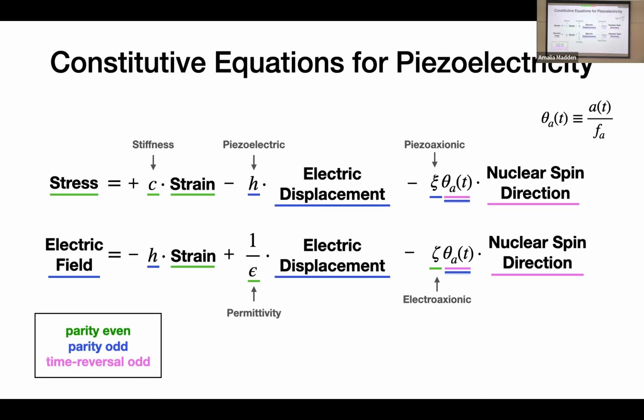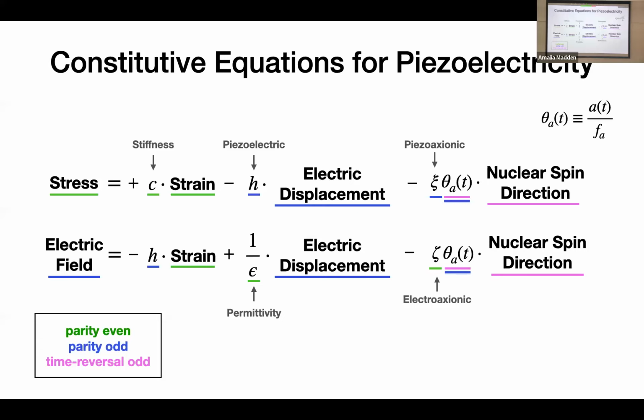And as you can see, this piezoaxionic coefficient has the same symmetry properties as the piezoelectric coefficient. So this is only present in piezoelectric crystals. Now I should add there is another effect. You can directly produce an electric field from the theta angle if you have a nuclear spin as well, through this electroaxionic coefficient, which has the same symmetry properties as the permittivity. So this effect will be present, but I'm going to focus today on the piezoaxionic effect because, as you'll see at the end, it's the larger effect.